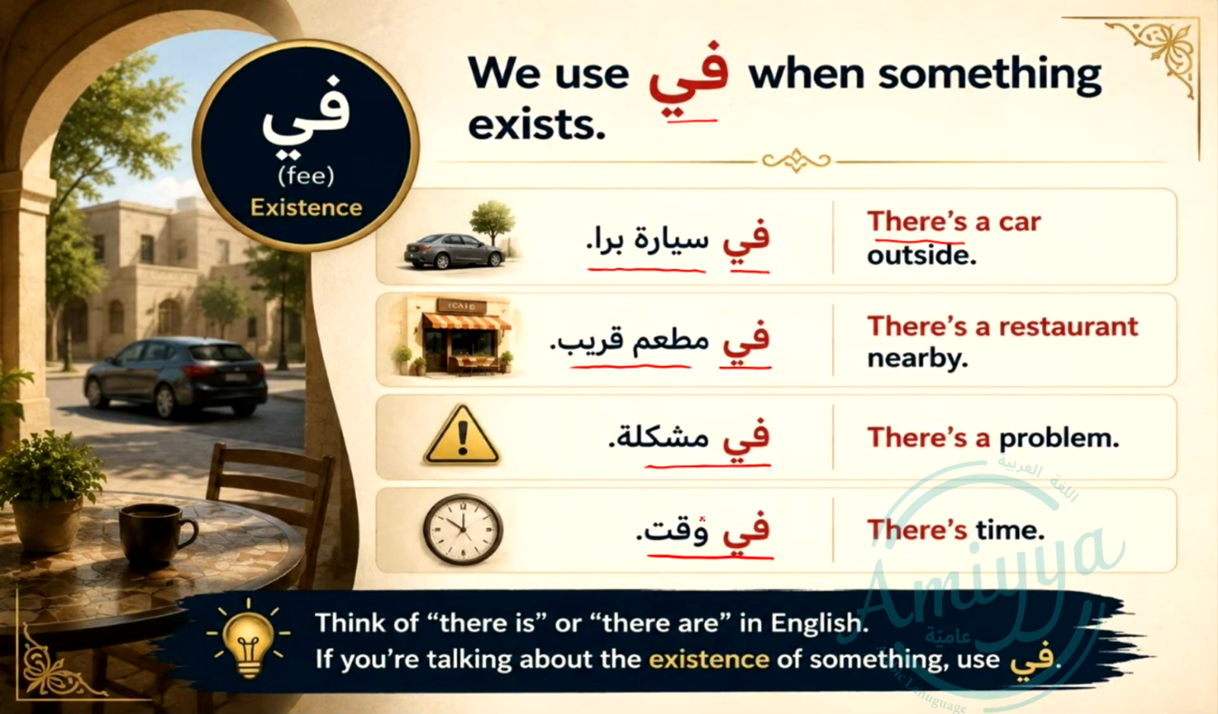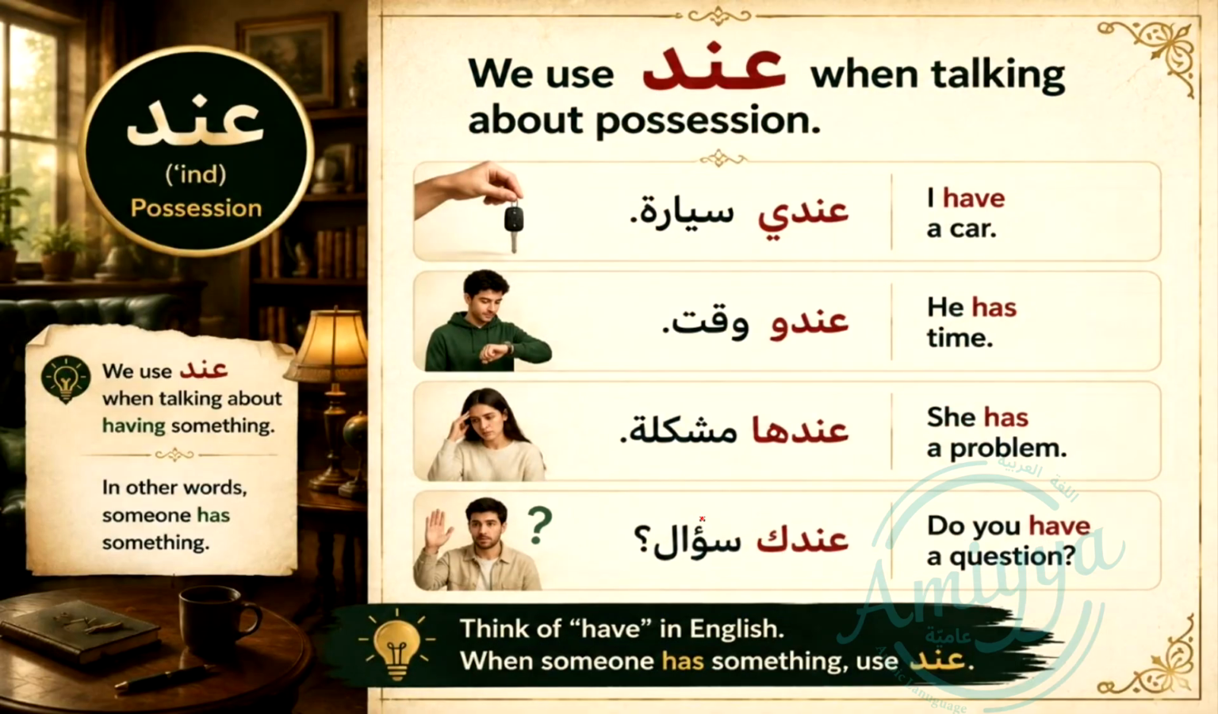And now let's look at ʿind. We use ʿind when talking about having something. Think of it like have or has in English. If a person possesses something, use ʿind. For example, عندي سيارة. I have. عنده وقت. He has. عندها مشكلة. She has. عندك سؤال? Do you have?